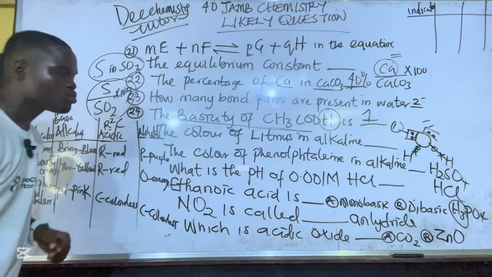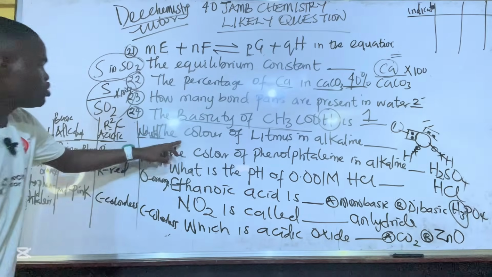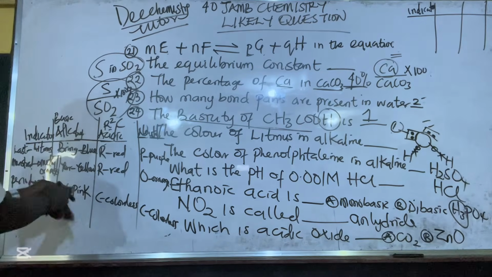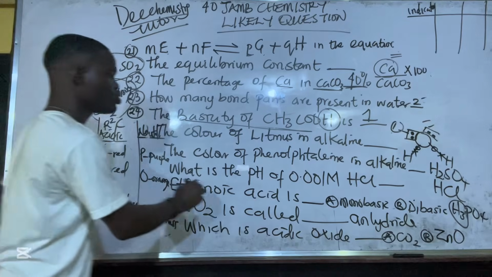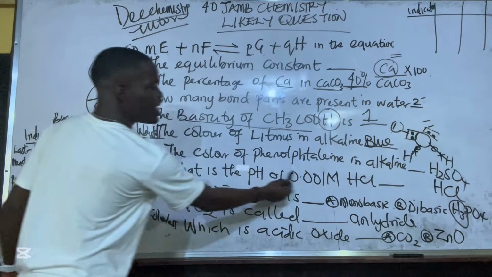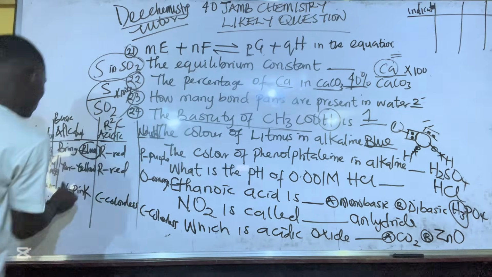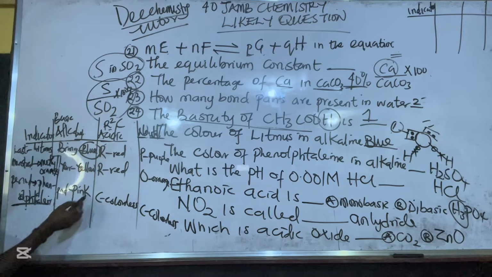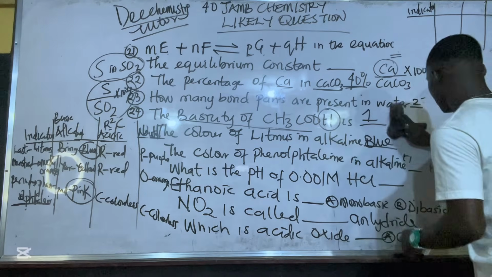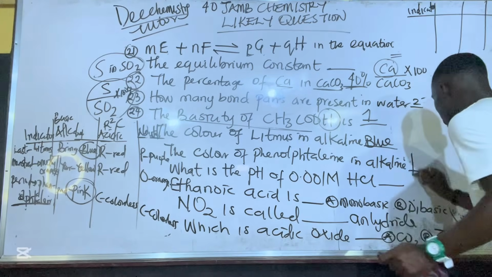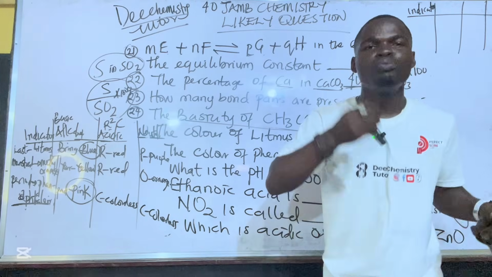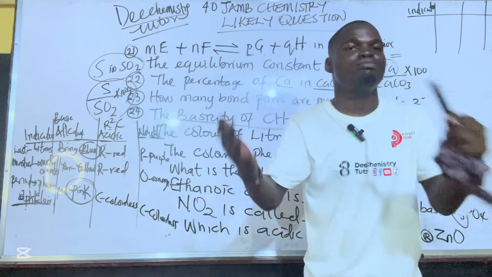So now let's answer this question. The question says, color of litmus in alkaline. This is alkaline. That means the color of litmus is blue. That's the answer. The color of phenolphthalein in alkaline. This is alkaline. What is the color of phenolphthalein? This phenolphthalein is pink. Now, there's a JAMB question that they ask, which indicator will pose a problem in the laboratory?